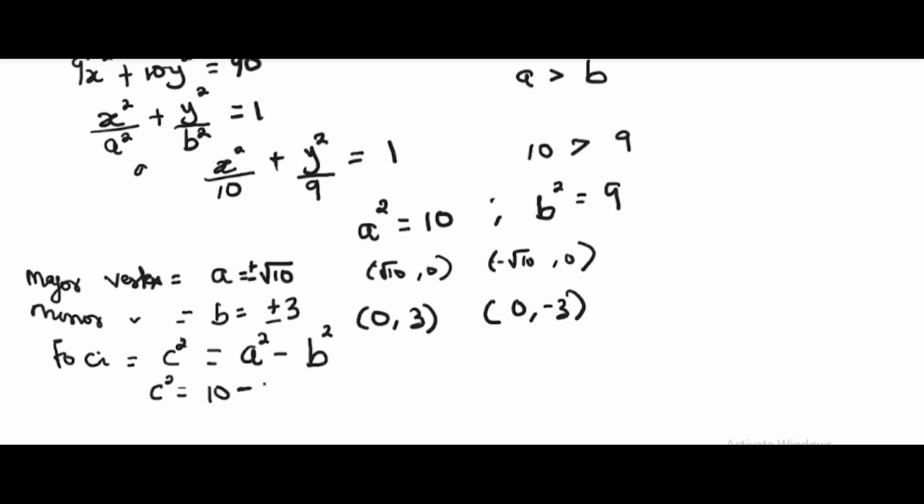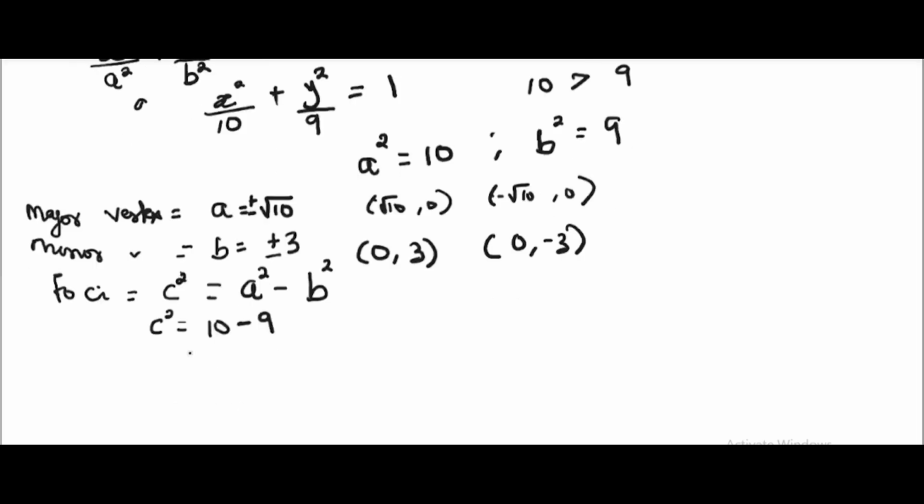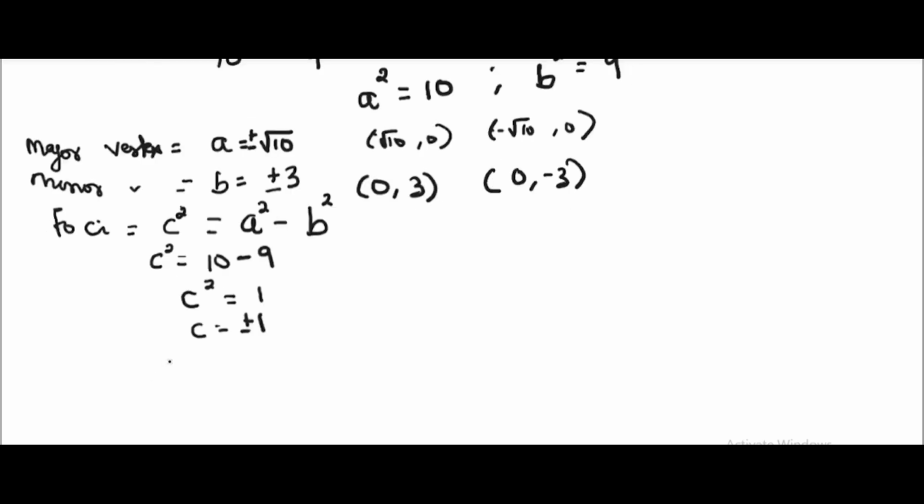Now for the foci, c squared is equal to a squared minus b squared, where our a squared is 10 and our b squared is 9. So subtracting, c squared is equal to 1. When we take the square root of both sides, c will be what? The square root of 1 is 1. So we have plus or minus 1. So that means our foci, since the major axis is x, we will have 1 comma 0 and minus 1 comma 0. Okay, so the difference is if it were on the y-axis, 0 will come first before the 1 and the minus 1.